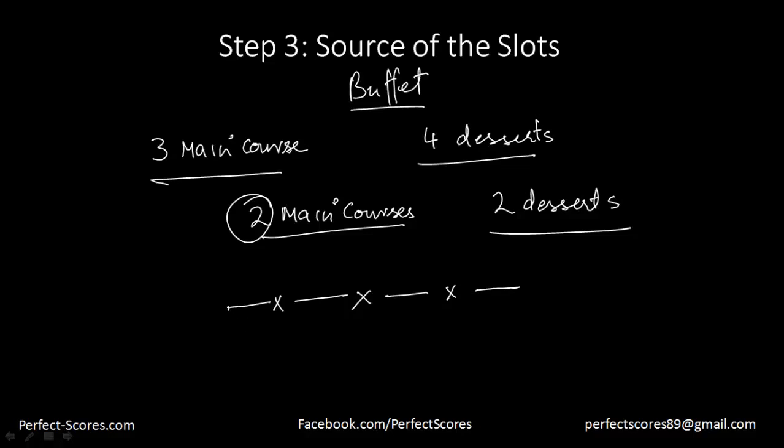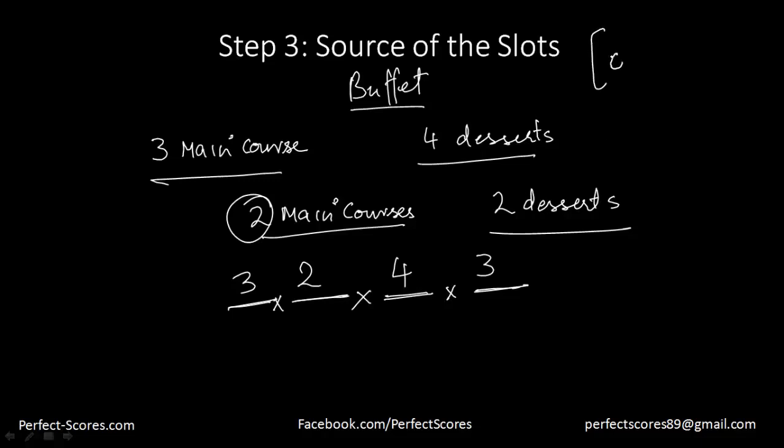Now in how many ways can I select the first main course? 3 ways. In how many ways can I select the second main course? 2 ways. In how many ways can I select the first dessert? 4 ways. And how many ways can I select the second dessert? 3 ways. Now, does the order of selecting desserts matter? Can I have ice cream first and candy later, or candy first and ice cream later? Yes, I can. It doesn't matter at all.